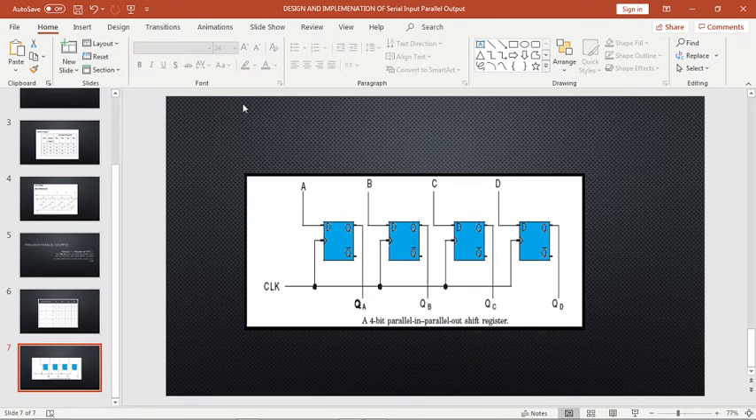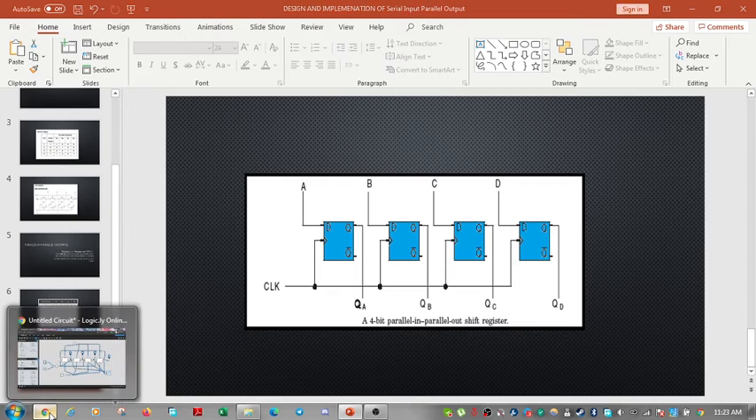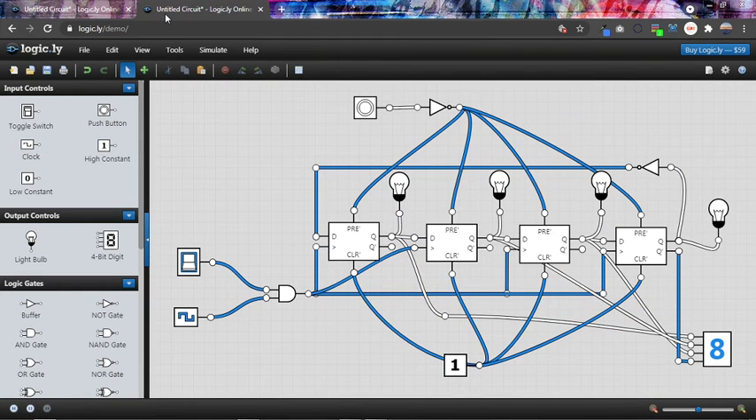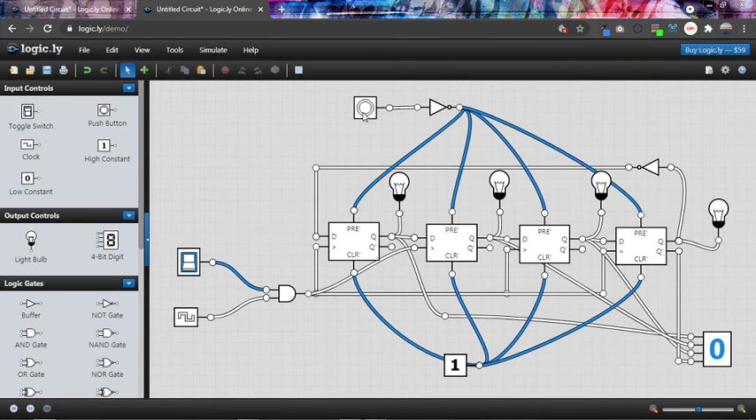This is the circuit diagram of the parallel in parallel out shift register. Let us look into the simulation. Both the inputs and outputs are given in parallel. During the first clock pulse, we are getting output. During the second also, we are getting the output. But during the fifth clock pulse, we don't get any output.